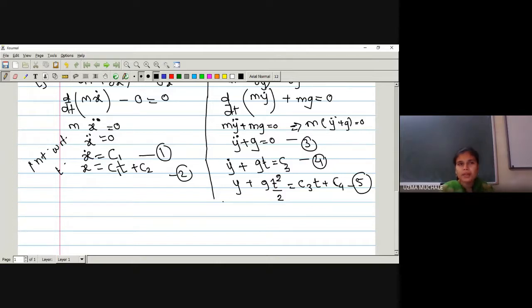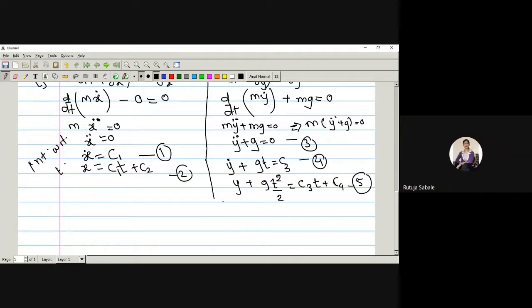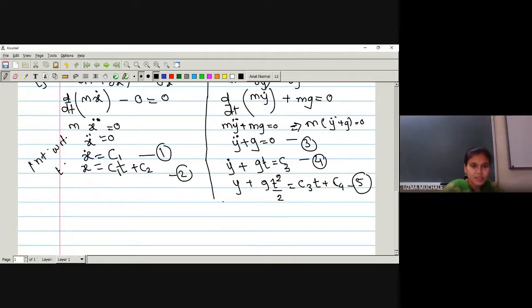I hope you remember the simultaneous equations, in which we have two equations in three unknowns, three equations in two unknowns, one equation in two unknowns, which have infinitely many solutions, no solution, or zero solution. Do you remember? Yes, ma'am. Okay. So here we have four equations in four unknowns. That means now we have to find the values of C1, C2, C3 and C4.